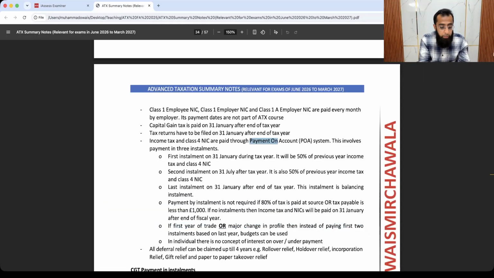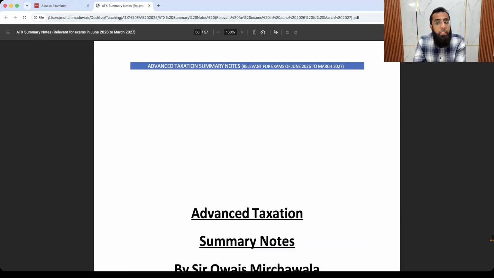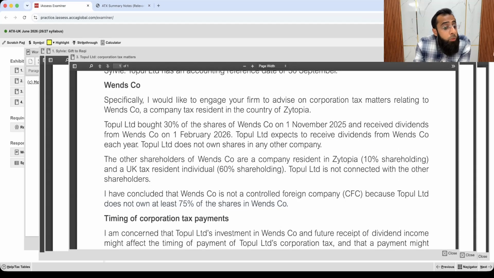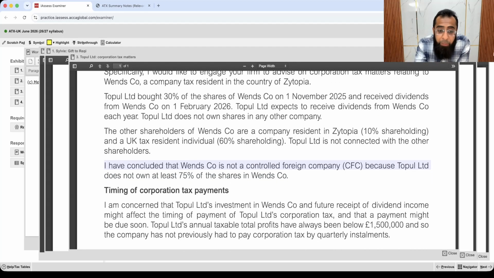If you don't remember, just go to the notes and write controlled foreign company, CFC. An overseas company controlled by UK resident shareholders, 50% plus shares. Individual or company, anyone. So his conclusion is wrong. This is skepticism, challenging where they have done wrong.